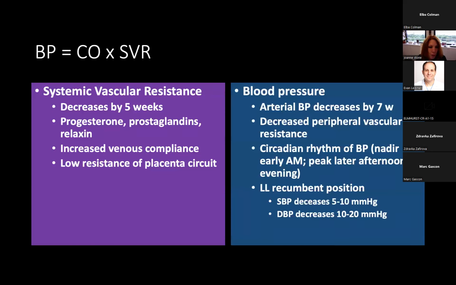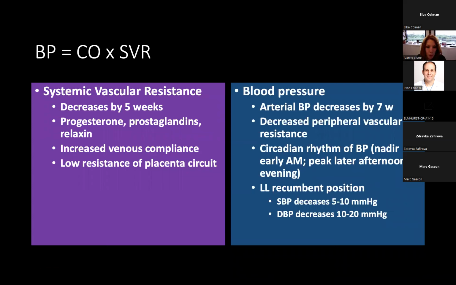In terms of systemic vascular resistance, it decreases by about 5 weeks, and this is really due to the effect of progesterone mainly, but prostaglandins and relaxin also play a role. There's an increase in venous compliance and low resistance of the placental circuit. Part of the decrease of systemic vascular resistance is the low resistance in the placenta. Interestingly, the placental vessels can autoregulate, so there's no obstruction to maternal delivery of nutrients to the fetus. And as I mentioned, so many of these changes are to the benefit of the fetus.